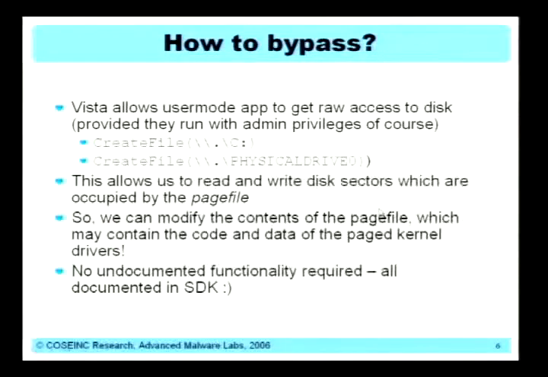Okay. So this allows us, among other things, to read and write to the page file. Page file is something which is used by the kernel to page out physical memory which is actually not used, to free physical memory for other applications, right? So the code is paged to the page file. So we have the ability to modify contents of the page file by just accessing raw sectors. And this page file may contain code and data from kernel, pages from kernel.